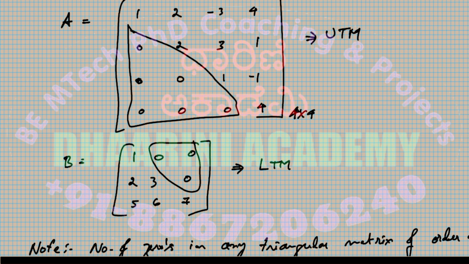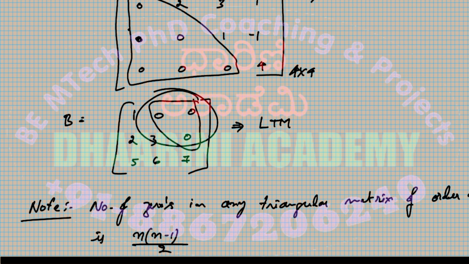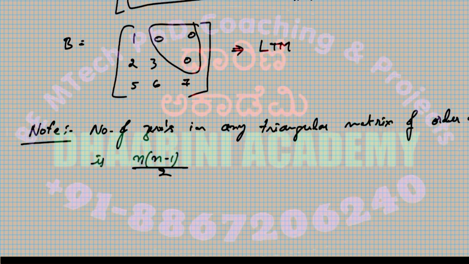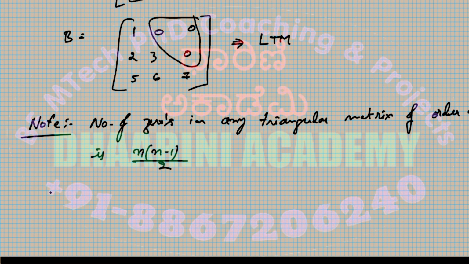Go to the order 3. So 3 into 2, that is 6 by 2, so 3. So there are 3 zeros if it is a 3 into 3. Now the question is, find the number of zeros in an upper triangular matrix of order 100. So what is the answer? If n is equal to 100, then find the number of zeros in the upper triangular matrix.